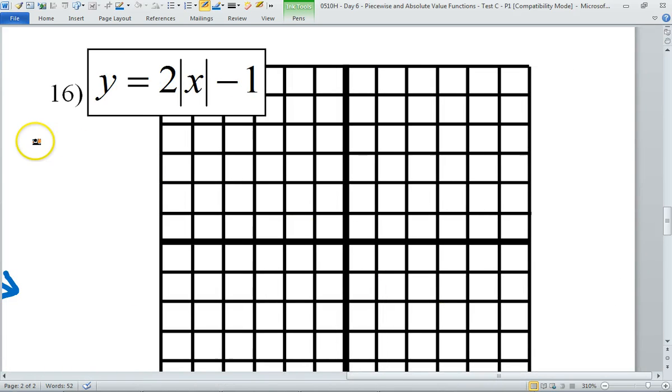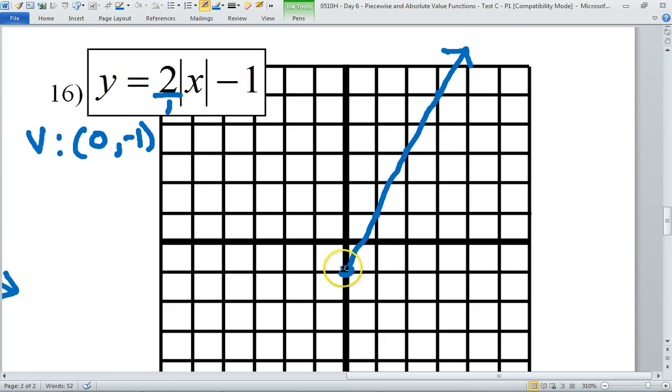Number 16. What's the vertex on number 16? 0, -1. So the vertex is going to be right here. Check your work. Because of the slope, I see it's up 2, right 1 from here. Up 2, right 1. This gives me the right-hand side of the V. I will make the V by reflecting it. So up 2, left 1. So now I have the left-hand side of my V.